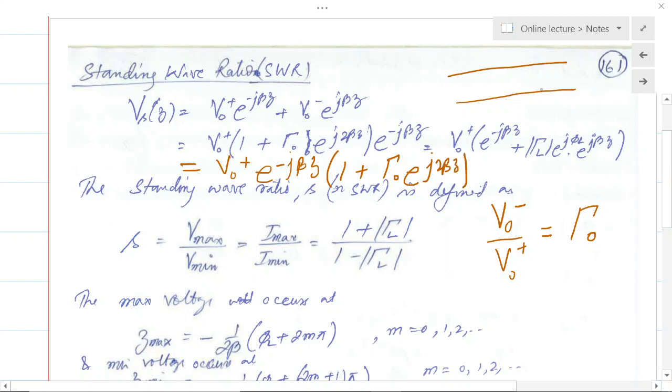Now if the load ZL is connected here at the end point, then this gamma naught is also called gamma L, the reflection coefficient at the point where the load is connected. This gamma L has a magnitude and a phase, so you can write it as V naught e to the power minus j beta z times 1 plus the magnitude of gamma L.